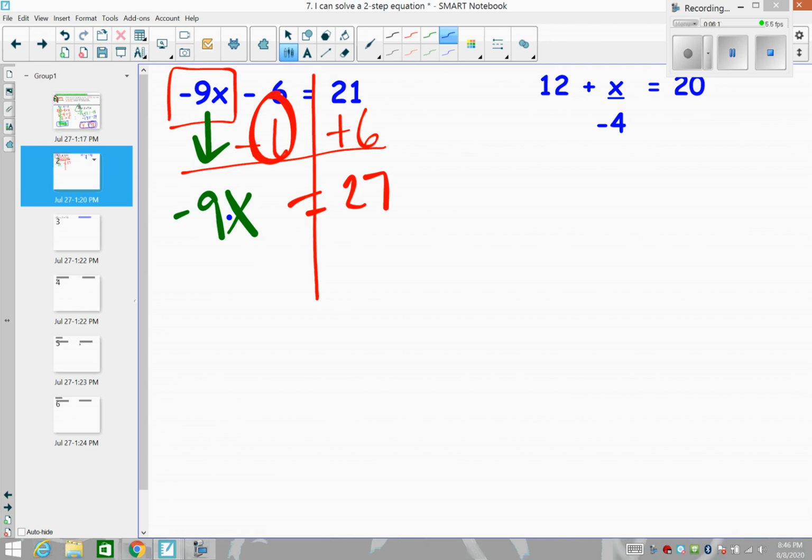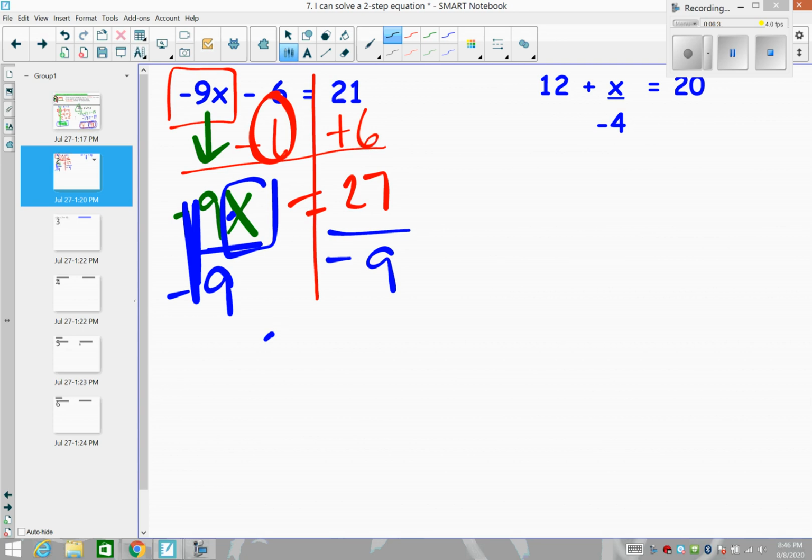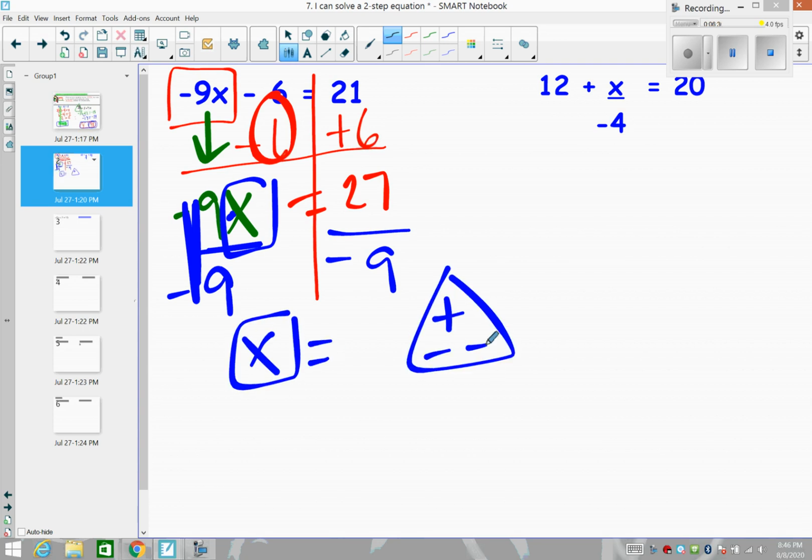This is a multiplication problem here. So to undo, we divide by the number out front, which is -9. Don't forget to copy, paste. So we end up with -9 divided by -9 is 1. X is finally home alone. And on the right-hand side, we are going to deal with this triangle problem. We have positive 27, divided by -9, which results in -3.